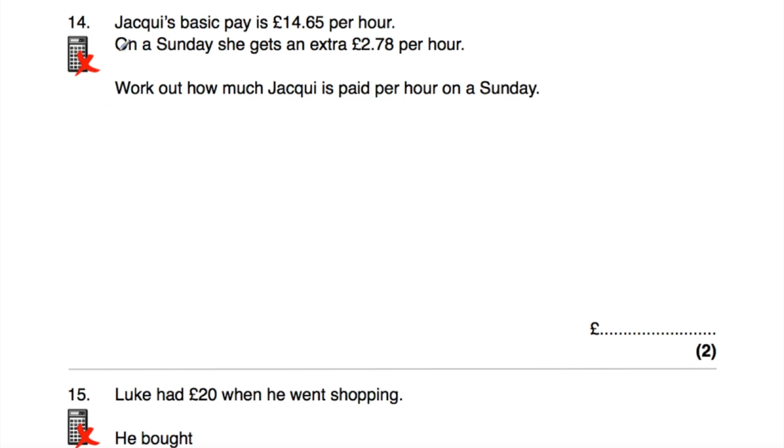Okay, let's look at our next question, question number 14. So question number 14 says, Jackie's basic pay is £14.65p per hour. And on Sunday, she gets an extra £2.78 per hour. So sometimes if you work on Sundays, you might get some extra pay. So she's paid an extra £2.78 per hour. And the question says, work out how much Jackie is paid per hour on a Sunday.